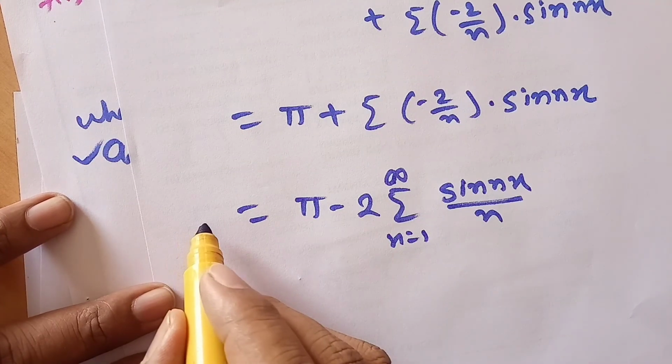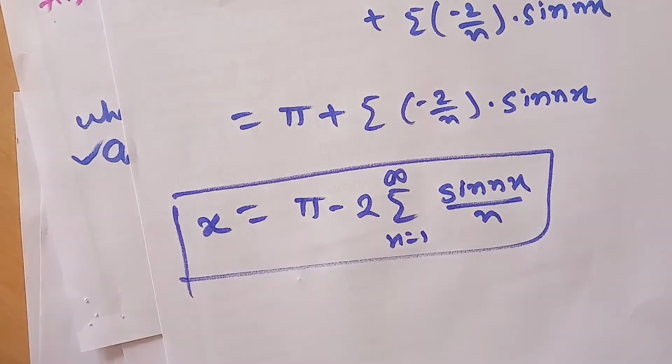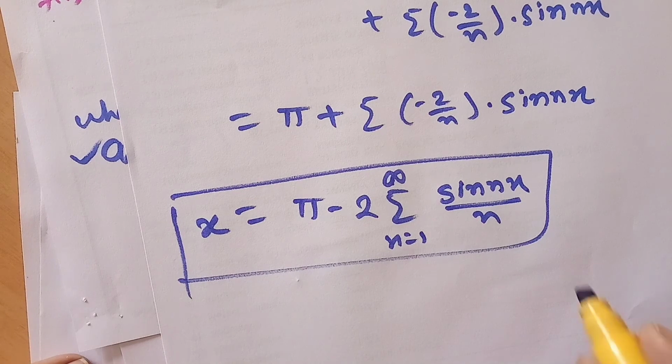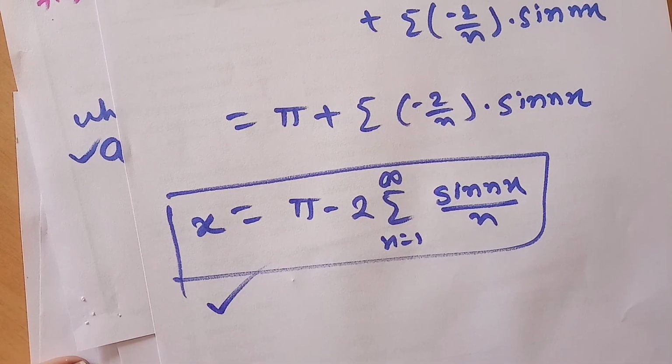This is our function f of x, but f of x is x. This is our series expansion of the function f of x in the interval 0 to 2 pi, and this is called the Fourier series expansion of our function f of x. Okay, thank you.